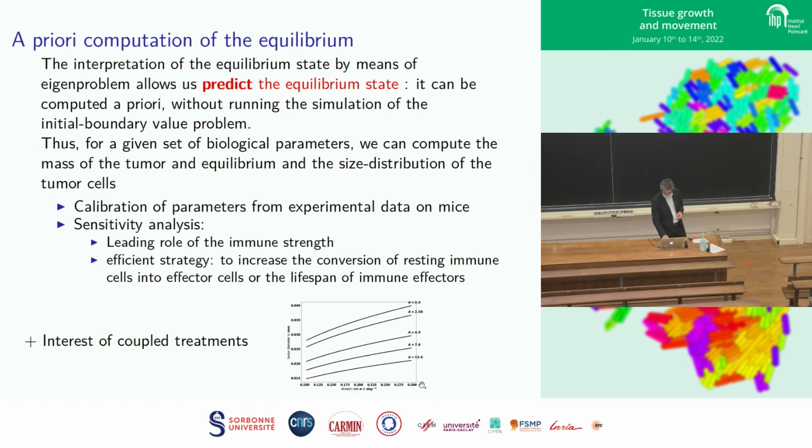So here in abscissa, I played with the division rate of the tumor cells. When I decrease the division rate, I decrease the mass at equilibrium. So this is a way: you have maybe a treatment which reduces the division rate of the tumor cells. But you can play also with the strength of the immune cells, and it is interesting, as you can see on the picture, to play on both.